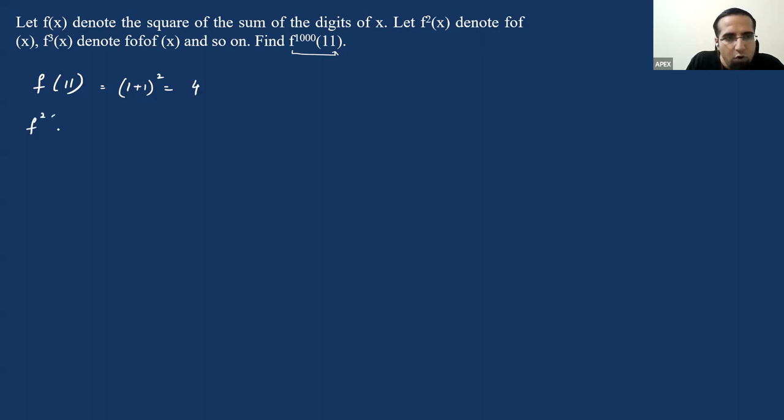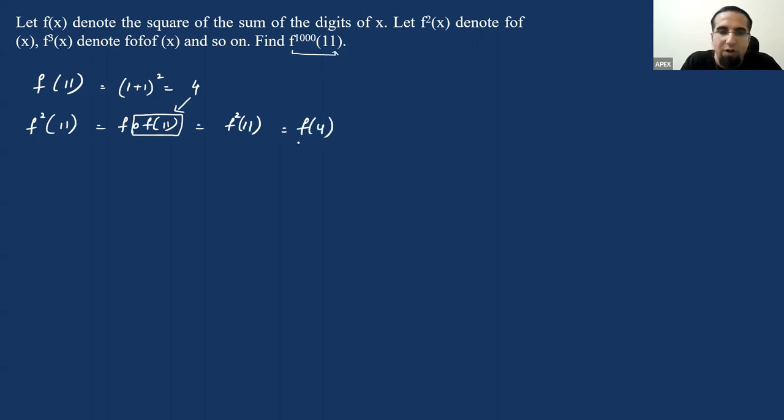Now, f2 of 11 is equal to f of f of 11. Now, what is f of 11? Now, f of 11 is equal to 4. So, I can write this as f2 of 11 is equal to f of 4. Now, what is f of 4? F of 4 will be again the square of the sum of the digits, that is equal to 16.